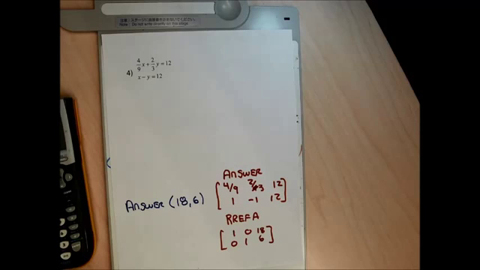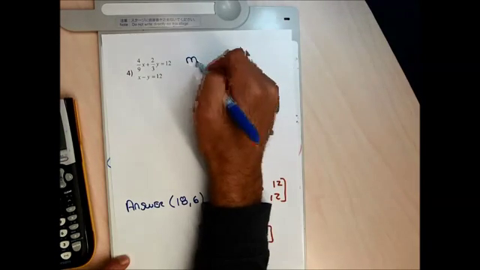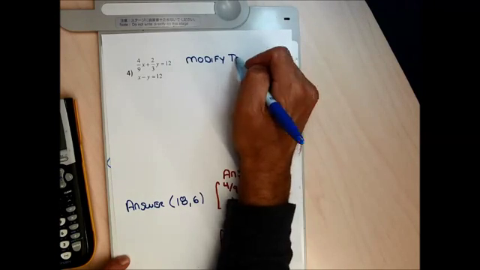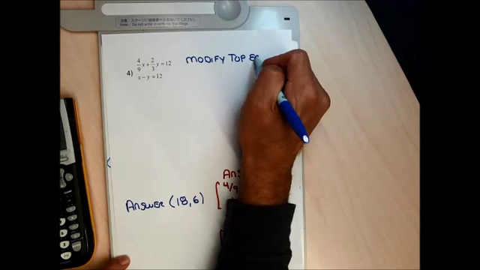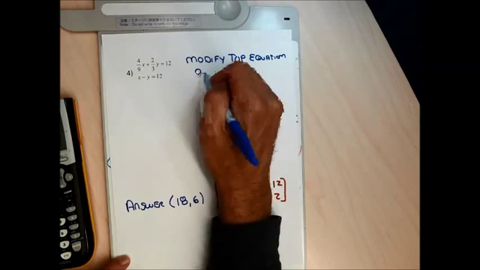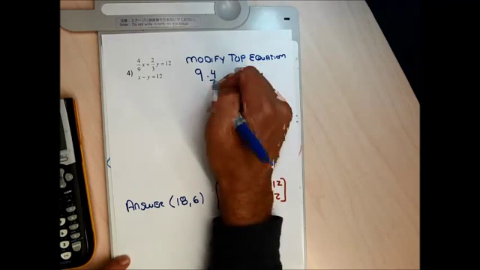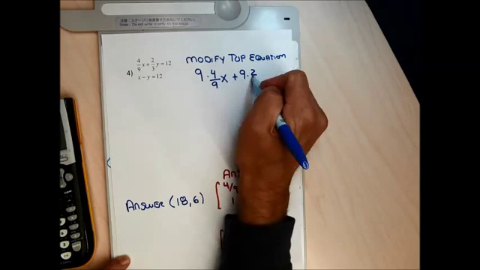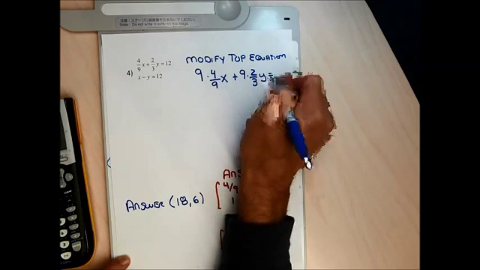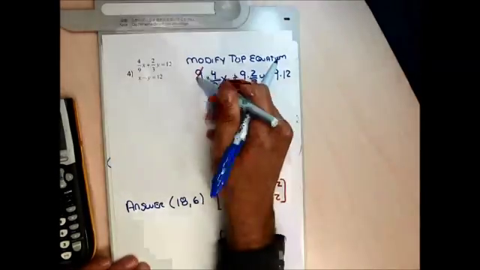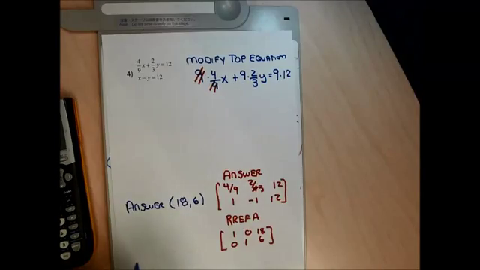If I want to use the elimination method, I don't want to use the top equation. I'm going to modify the top equation before I jump into my elimination method because those fractions just aren't really desirable. So I'm going to multiply everything in the top equation by 9. I'll go 9 times 4/9 x plus 9 times 2/3 y equals 9 times 12. The 9's just cancel completely, and it leaves me with a 4x.